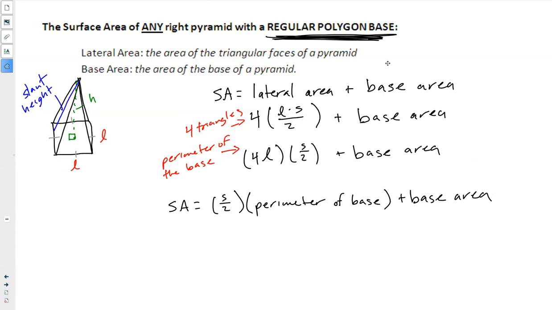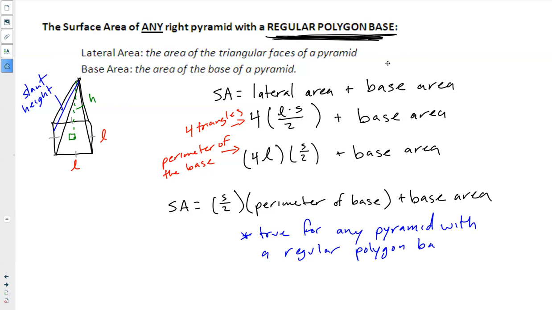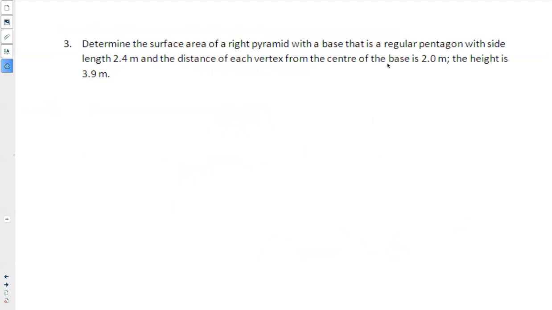So this formula here is true for any pyramid with a regular polygon base. Actually, I lied when I said you could use it for that really long problem that we just went over. But I probably won't make you do a question as extensive as the one that we just did. Good news. All right, let's try out this formula and then we will wrap up this lesson.